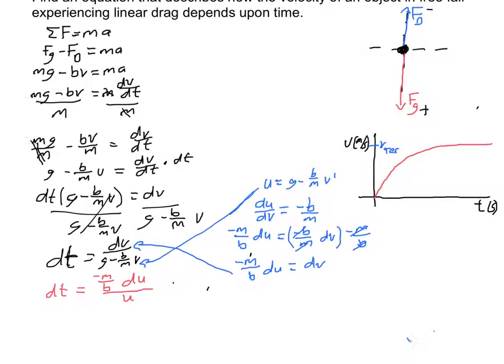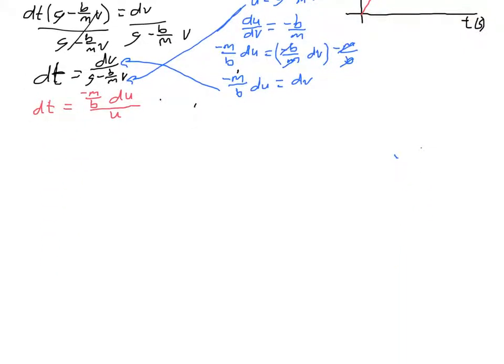Now this doesn't look as pretty as I'd like right now. Let's get that negative m over b out of the way, because that's already in the numerator, so I can just move it out. So now I can write dt equals negative m over b times du over u. Now this is much, much prettier, and this becomes a lot easier to integrate.